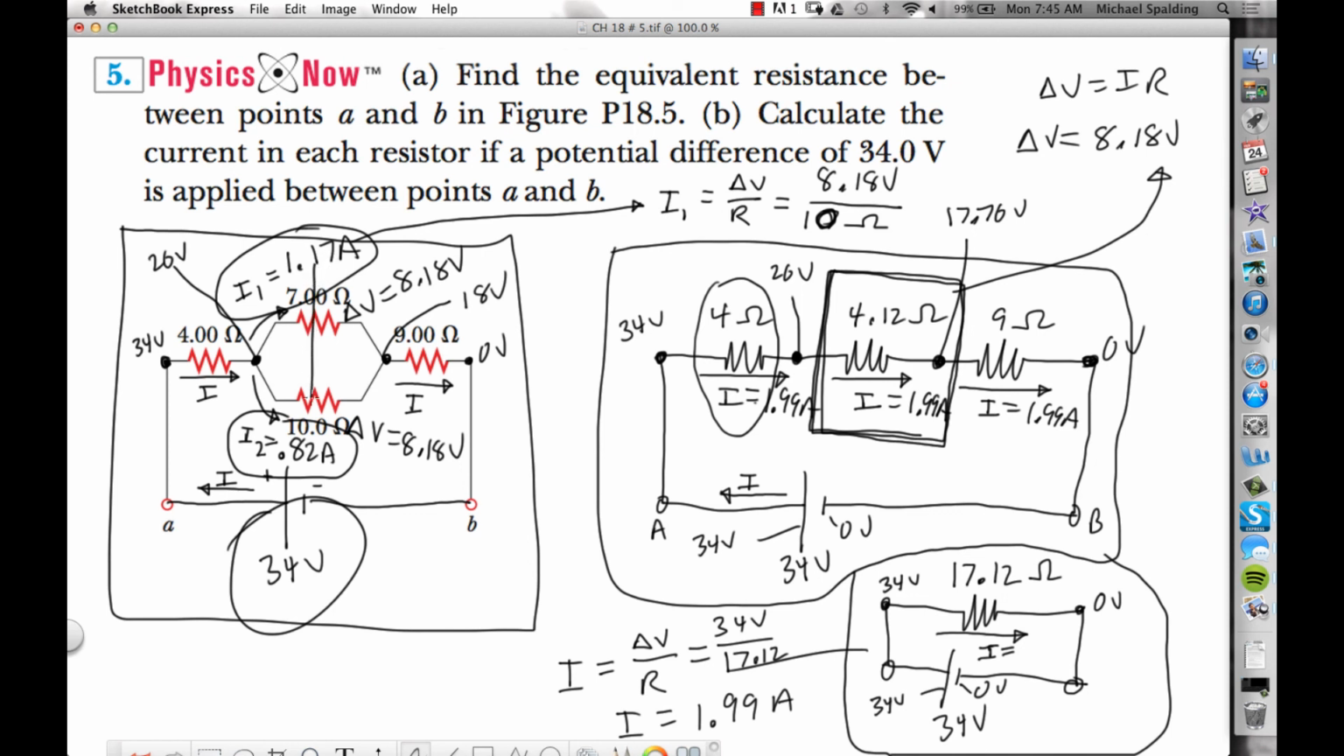Final comment. What do you notice about 0.82 and 1.17? If you add those two currents together, what do you get? You get the total current. The current before splitting must equal the current after splitting.